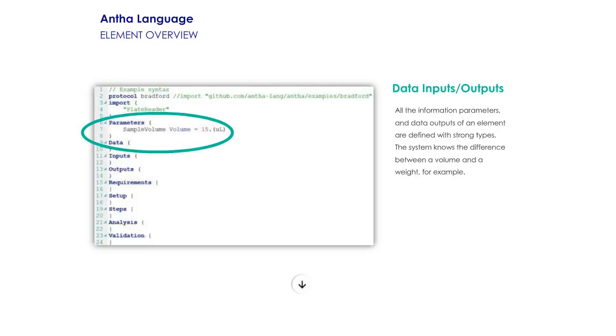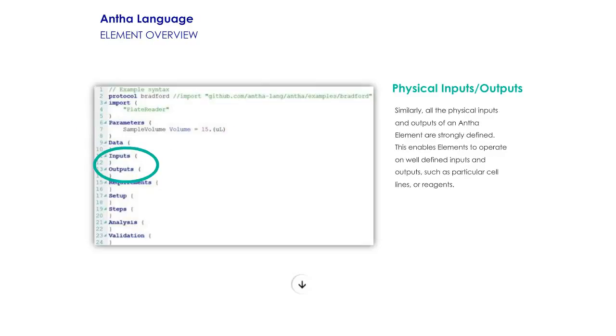Next major section is the parameters and data, which defines all of the information flow in and out of an Antha element. This has a strong type system, so Antha understands the difference between a volume and a temperature, and whether or not you're expressing microliters or liters or picoliters. This is important because this is the interface for this working practice. In essence, it's what are the variables that you may need to optimize.